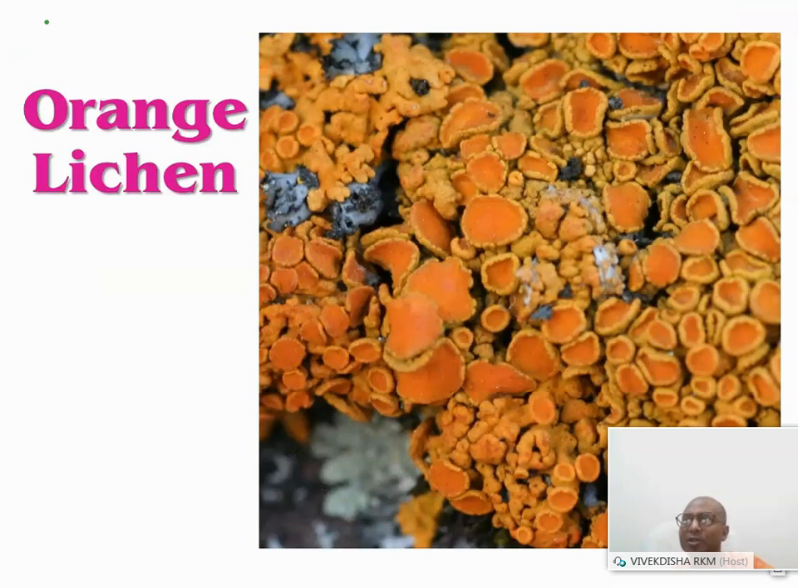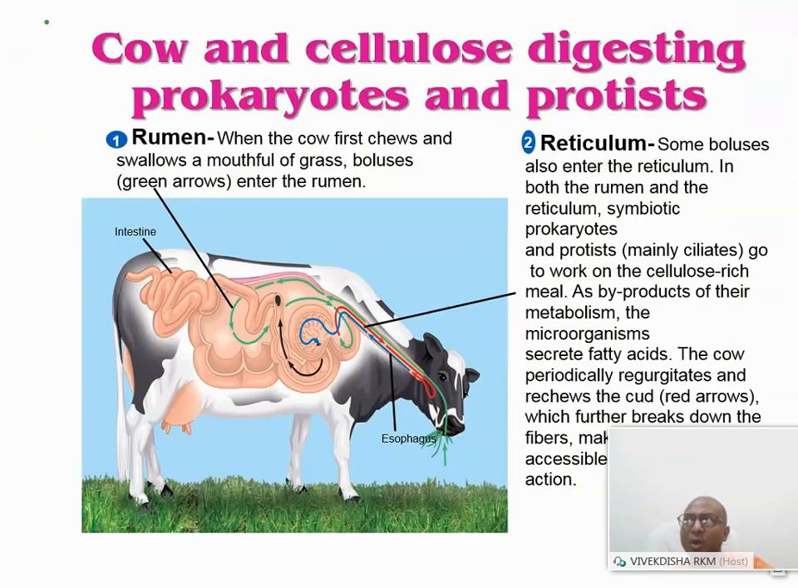One more important example here is the cow and cellulose-digesting prokaryotes and protists. Two groups are mentioned. In the digestive tract of the cow you can find prokaryotes that can digest the cellulose part of plants. Generally, cows are fond of eating grass or fodder where plant cells have cellulose.